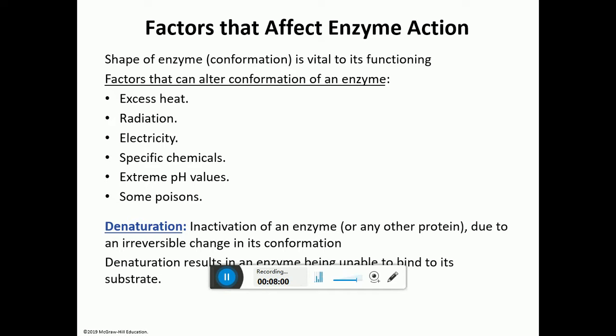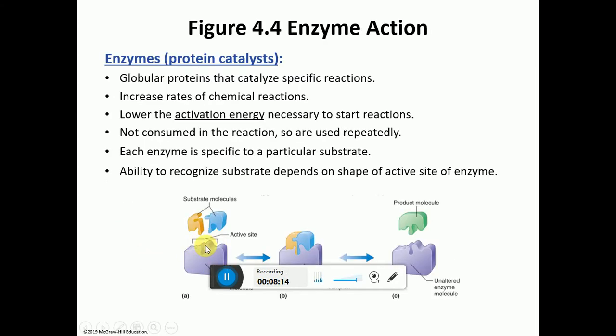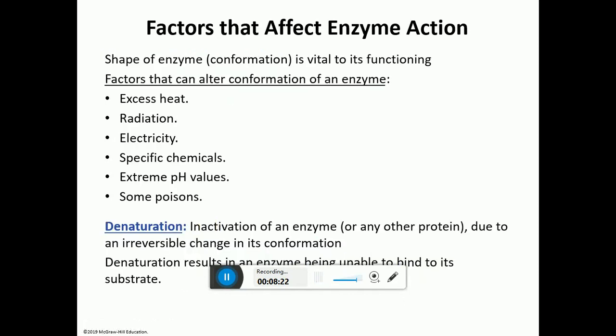There are factors that affect your enzyme action. For example, if you change the shape of the enzyme in any way, shape, or form, that reaction would not be able to go forwards because of the change of the active site. If the active site doesn't fit the substrate molecules, you've technically stopped that reaction from happening. Things that can change the shape of an enzyme include excess heat, radiation, electricity, certain chemicals, extremes of pH, so being too acidic or too alkaline, and some poisons.